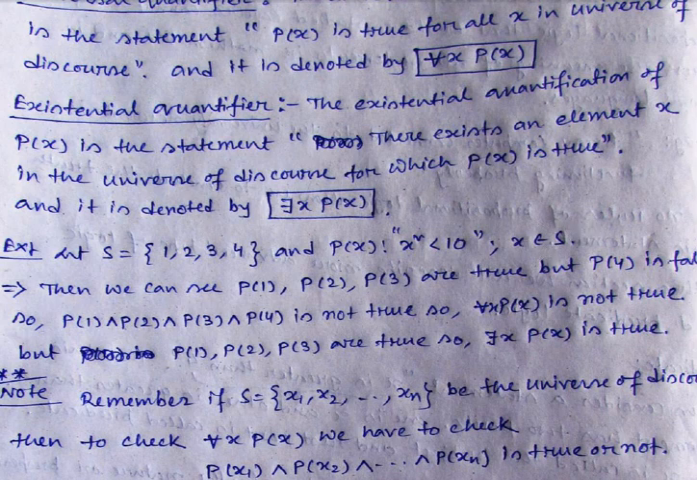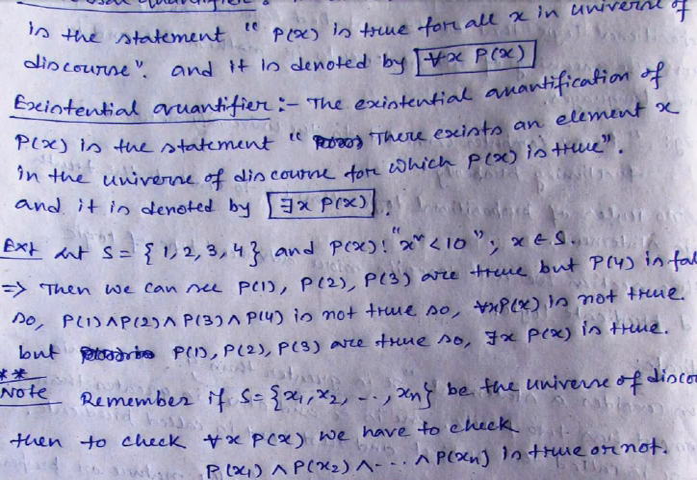So here we can see that for 1, 2 and 3 the statement is true. But whenever you put x equal to 4, it becomes 16, which crosses 10. So the statement is false for the value 4. So we can declare that for all values of x present in the universe of discourse, this statement is not true. Therefore, we cannot apply for all x P(x) here. For all x P(x), the conjunction P(1), P(2), P(3), P(4) must be true. Otherwise, for all x P(x) is not true.